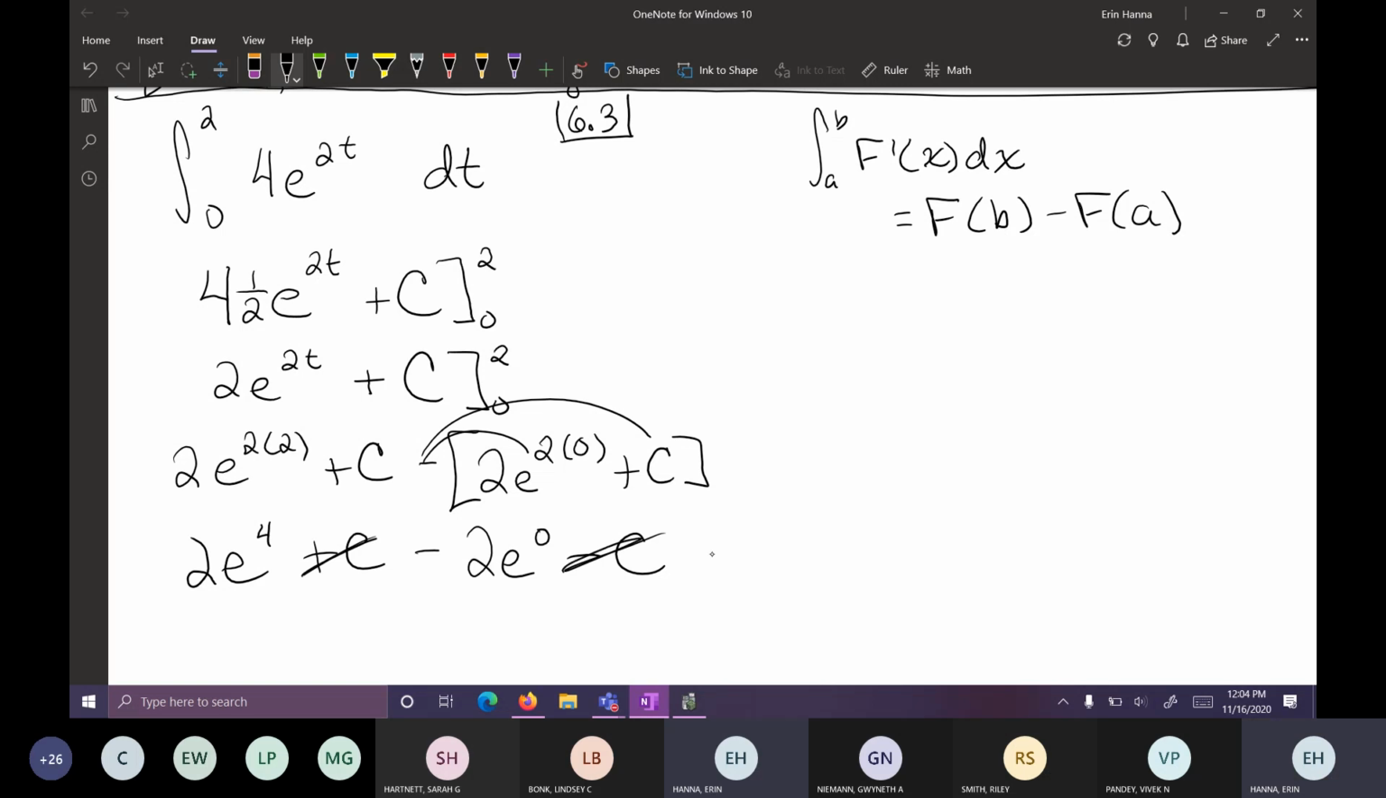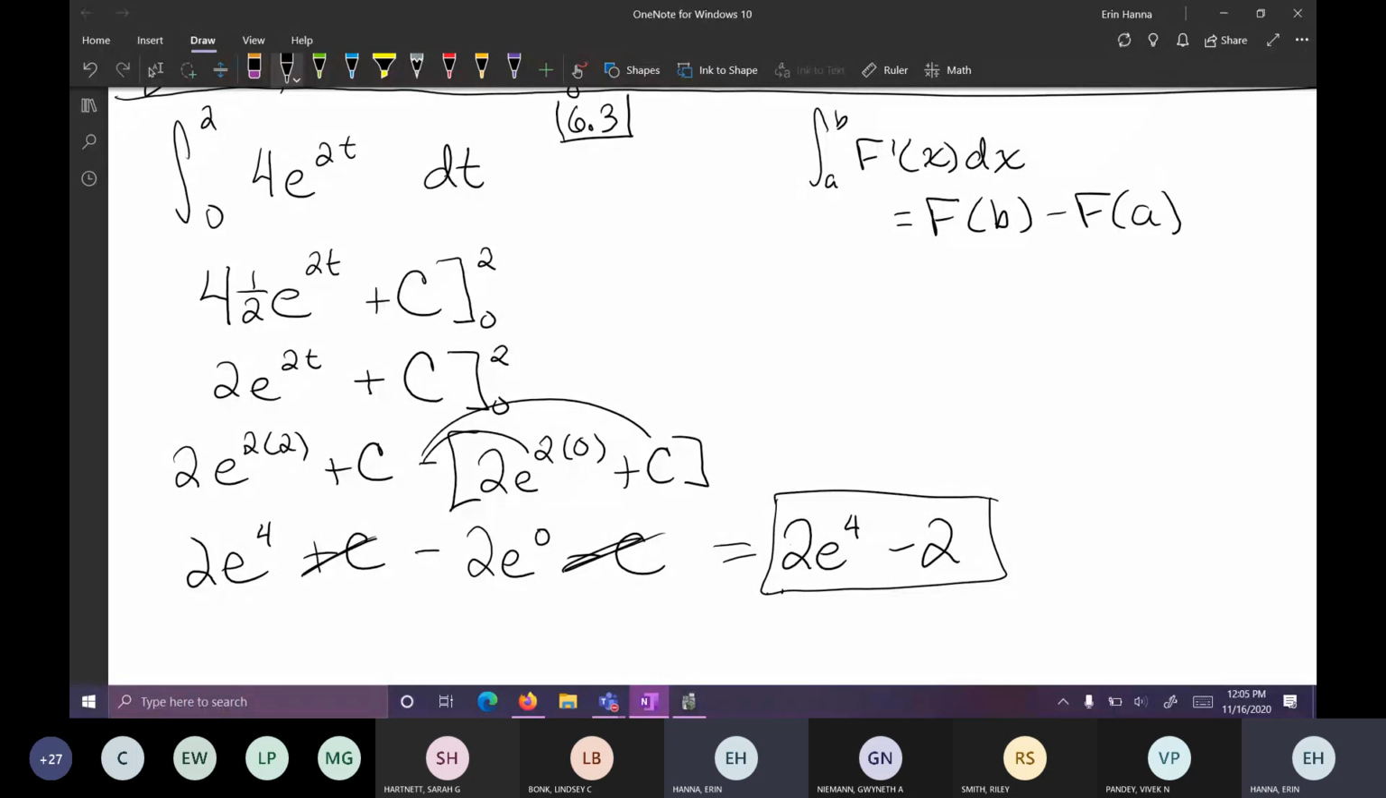So the c's cancel each other out. That just always happens. So you get 2e to the 4th minus 2. Now e to the 0, anything to the 0th power is 1. So 2 times e to the 0 is just 2. So for a question like this in Wiley, this is what it would be looking for, not a decimal.